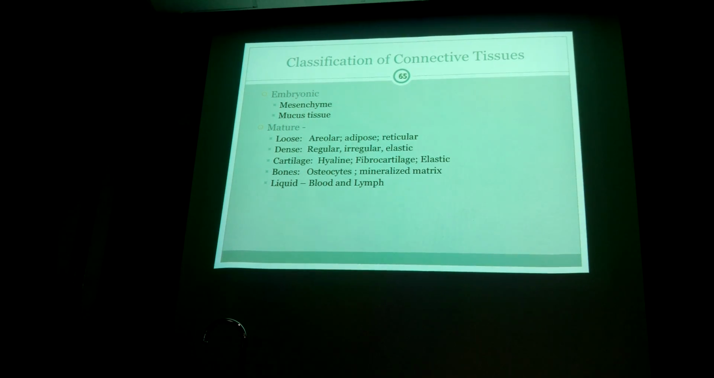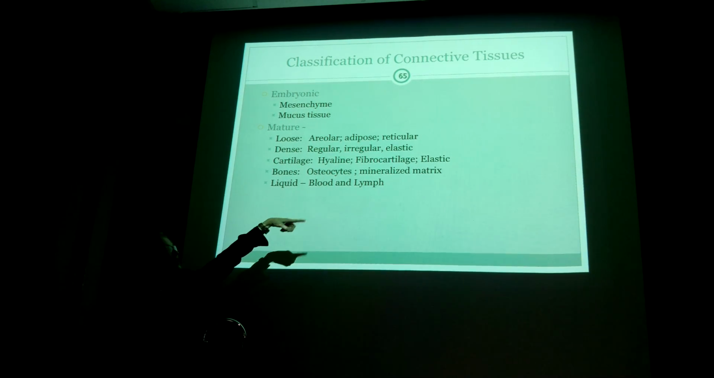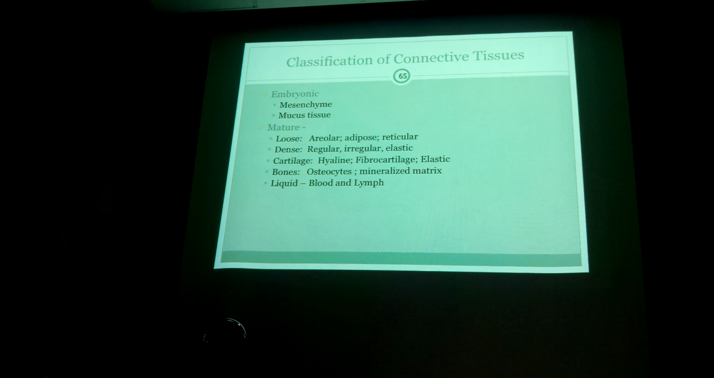But we have mature connective tissue. We have loose tissue: alveolar, adipose, and reticular. The alveolar is very loose. This is what we find in the fascia. When we open up the cadavers, you're going to pull apart the skin, and you see this kind of webbing-type material that's holding the skin to the muscles, and that you find in between the muscles. This would be loose alveolar tissue.